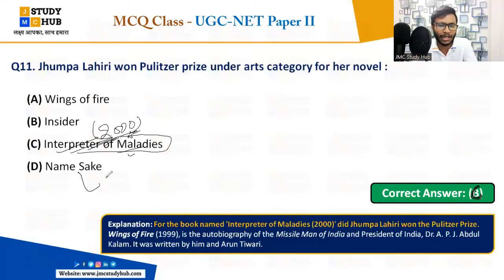Okay, it is clear to you that Namesake is also a novel by Jhumpa Lahiri, but she did not get the Pulitzer Prize for this novel. The Pulitzer Prize was for Interpreter of Maladies. Okay, is it clear to you? Yes. So Namesake is also by Jhumpa Lahiri.